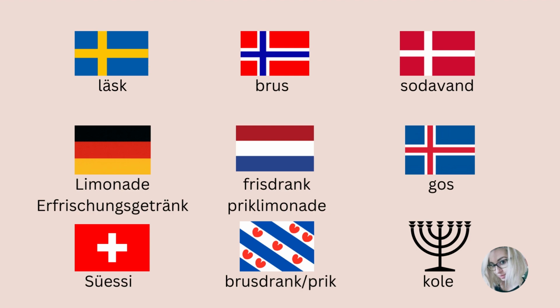So, moving on to Icelandic, here you just have the word for gas, so that's pretty self-explanatory why they chose this word, of course. And in Swiss German, there is a cute one, which is Süßi, so basically the sweet one, as a derivative of the word meaning sweet. In Frisian, it's basically the same as in Dutch. You can just say prik. And in Yiddish, I think the word for Coke is used, cola, to designate all kinds of refreshments. Hope I'm not wrong about this one, the last one.